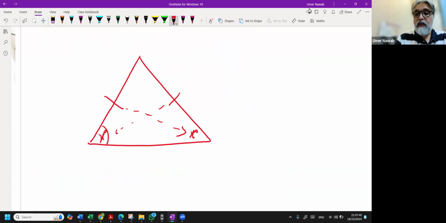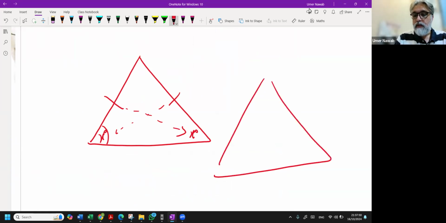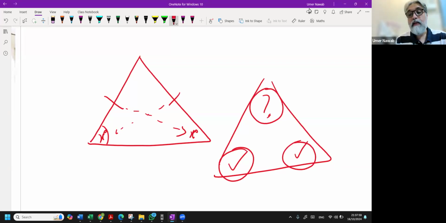Another important property: if you know two angles, you can find the third angle. We remember that the sum of the three angles in a triangle is equal to 180. Clear?